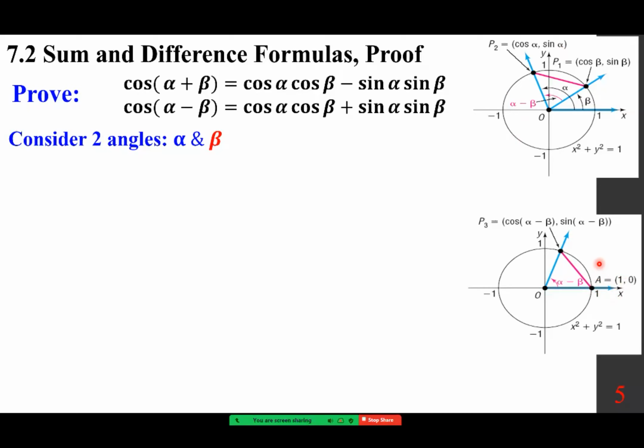what happens is that these two distances are identical because the central angle in both cases is identical, alpha minus beta. So this distance is the same as this distance. So we're going to say the distance from point A to point P3 is the same as the distance from P1 to P2. And all we have to do is use the distance formula, and everybody remembers the distance formula.